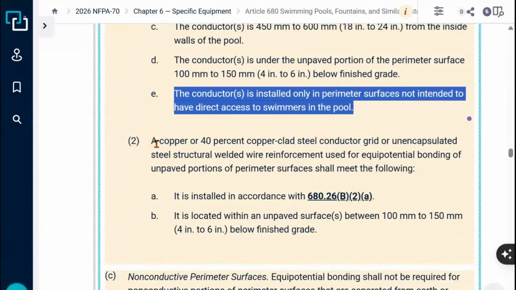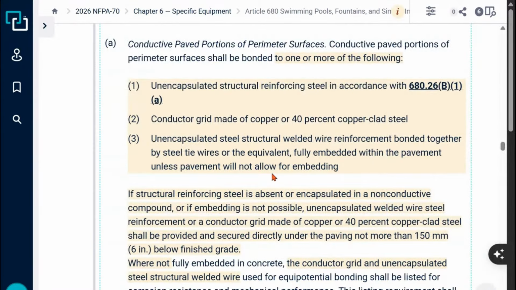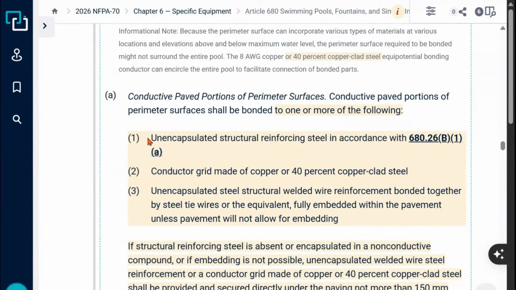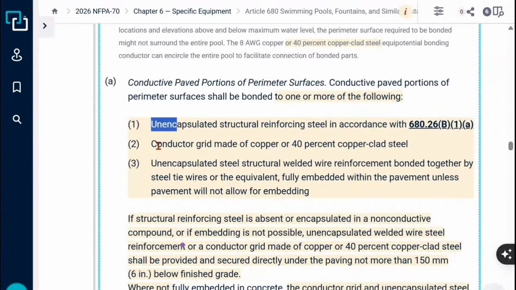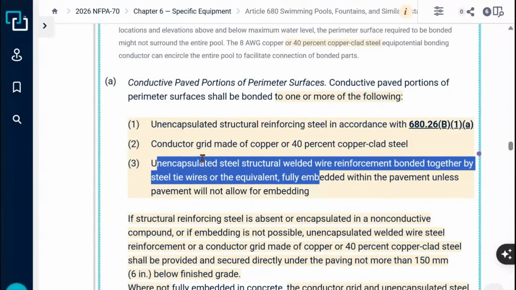Now, here's the second one. It says a copper, okay? A copper or 40% copper clad steel conductor, grid, or unencapsulated steel structural welded wire reinforcing mesh, as we'll call it, used for equipotential bonding of the unpaved portion of the perimeter surface shall meet the following. Okay, so do this. So it is installed in accordance with 680.26(B)(2)(a). Okay, and again, if we tap that, here you see we're talking about unencapsulated. There's the grid, and that's the mesh. So it's got to meet all that, right?